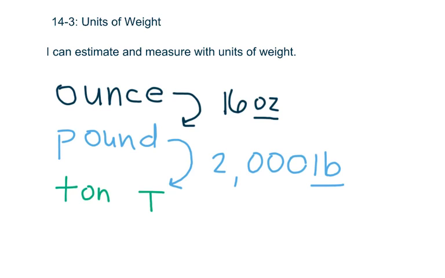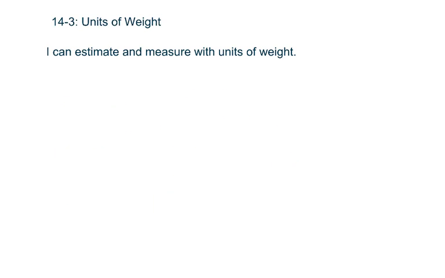To help you remember about how much each of these is equivalent to, an ounce is about the weight of a key, like you would use to unlock a door. A pound is the weight of a very small kitten, and a ton would be closer to the weight of a giraffe. So you can use those visuals to help you.